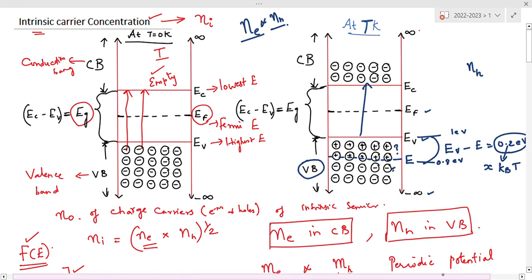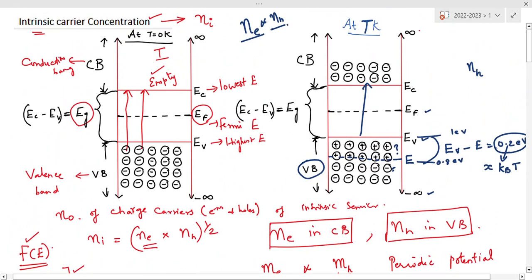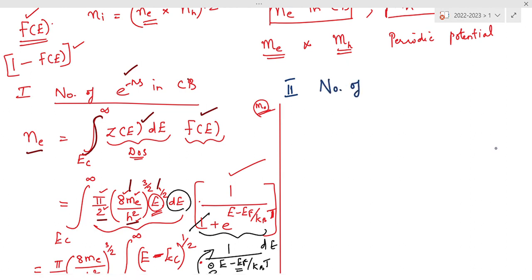Here we are going to consider the Fermi distribution function as 1 minus f of E, where f of E is the probability function for finding electrons occupying a particular energy level. 1 minus f of E denotes the probability of finding holes occupying the particular energy level. Here the energy range is considered as EV minus E, which is equal to X kBT. Now we are going to find the number of holes in the valence band per unit volume of the intrinsic semiconductor.